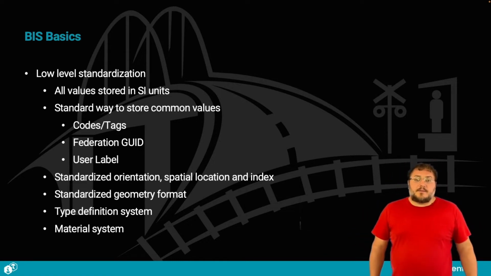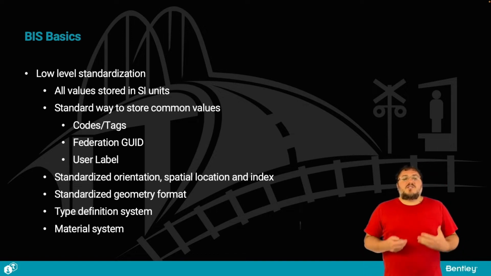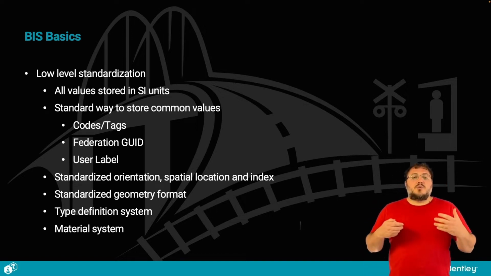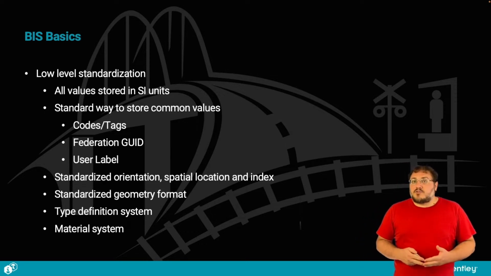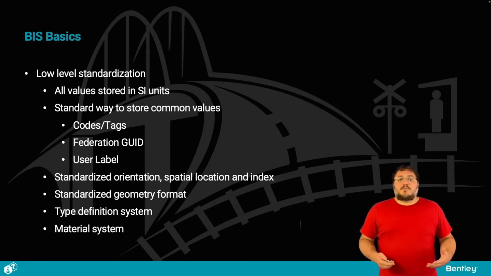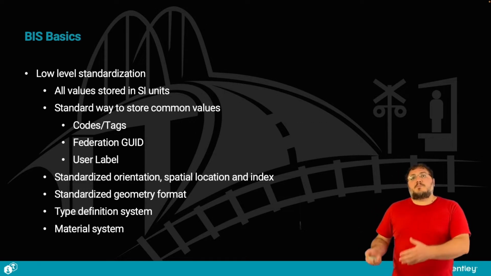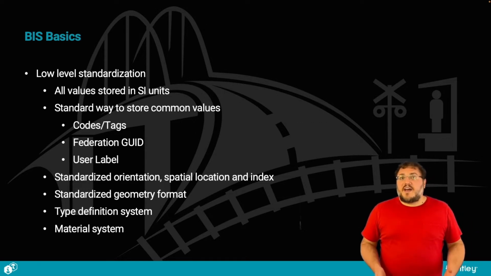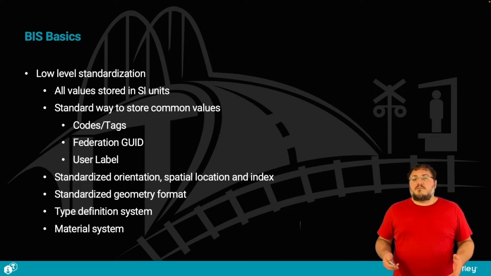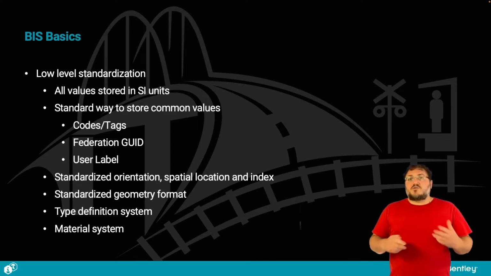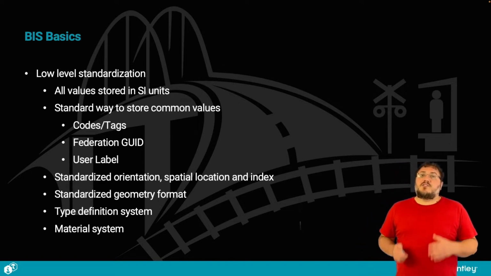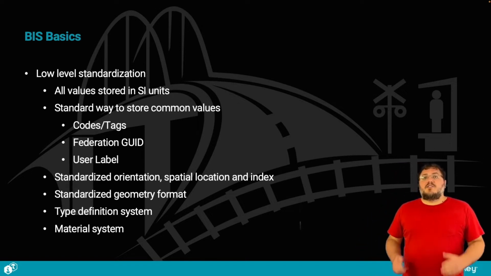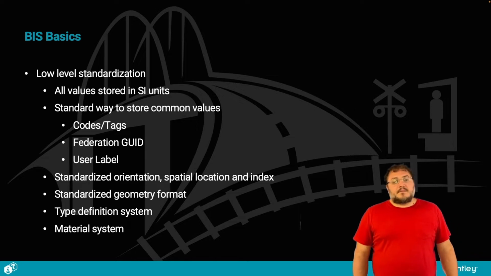Next, we have a bunch of standardizations when it comes to things that are oriented in space, things that are spatially located, and our geometry format. So if you have something that's spatially located, it's in our spatial index, which means you can do fast and efficient queries to find things within volumes. Its orientation is stored in a standard way, and the geometry is stored in a standardized format that you can break open and use with our API.